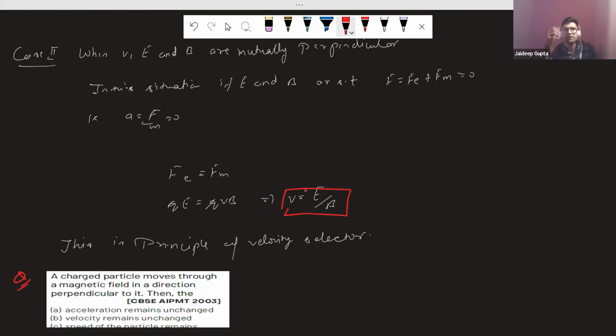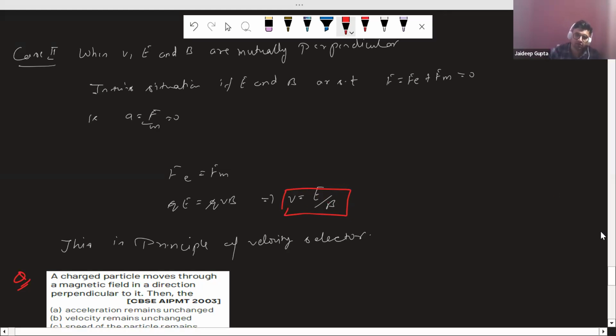For example, if there is a region in which the magnetic field and electric field are perpendicular to each other, and we have to find the velocity by which the particle goes straight and doesn't get deflected when it enters the region, what is the velocity by which it should pass through so that it doesn't get deflected? So velocity equals electric field over magnetic field, v equals E over B. This formula you have to remember.